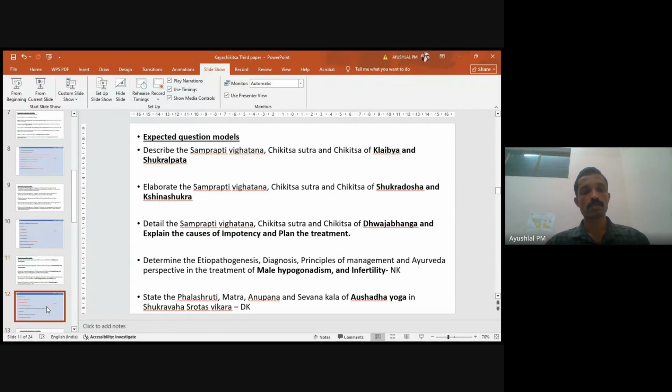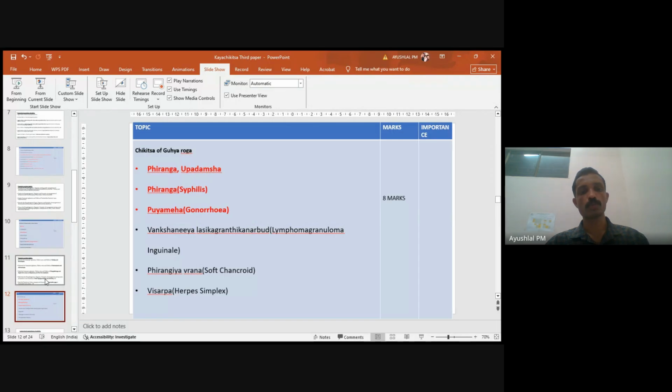And now we are going to Guhya Rogas: Firanga, Upadamsha, syphilis, gonorrhea. Firanga and Upadamsha are Ayurvedic portions; syphilis and gonorrhea are modern portions you should know. Then there is one point called lymphogranuloma inguinale, not that important. You should just know what it is. Just see the definitions, the features, and how it happens.